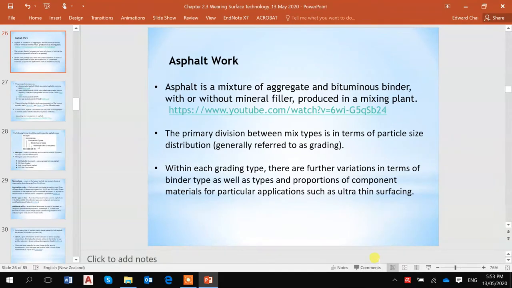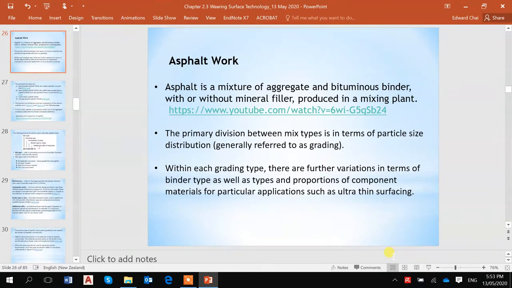Hello, good afternoon. I would like to continue with the wearing course technology. The previous part, I think I have covered the bitumen, the very start of bitumen, and then the spray work.